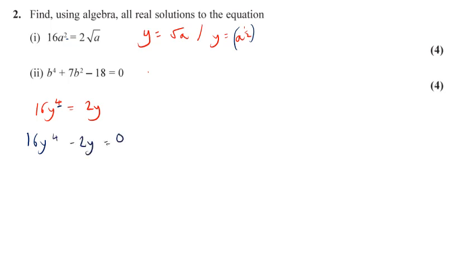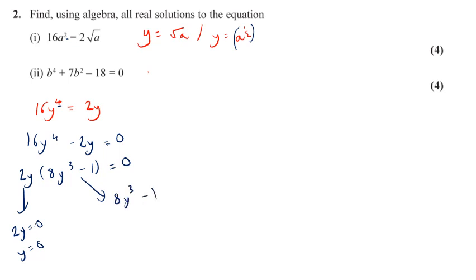We can factorise by taking out 2y as a factor. And then we end up with two different solutions for what y could be. Either 2y equals 0, in which case y is 0, or 8y cubed minus 1 equals 0, which means 8y cubed equals 1. Y cubed equals 1/8. And then the cube root of 1/8 is 1/2, so y equals 1/2.